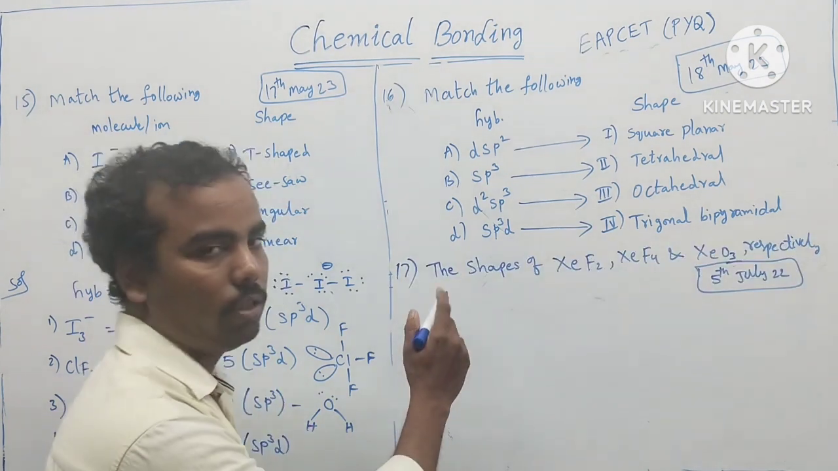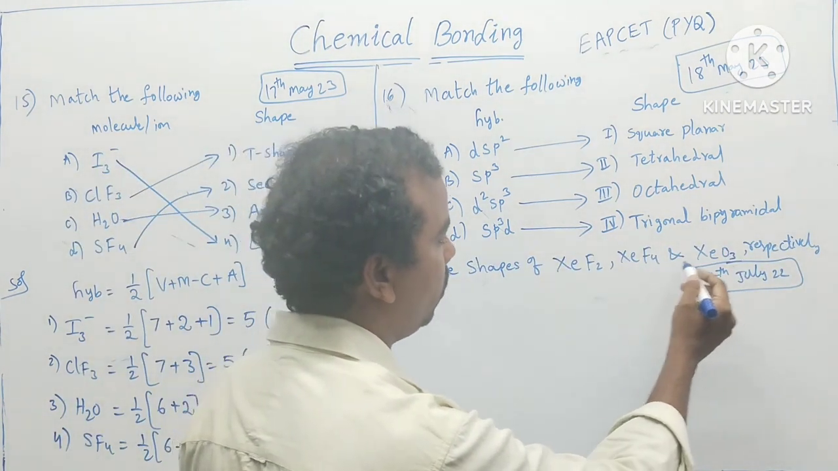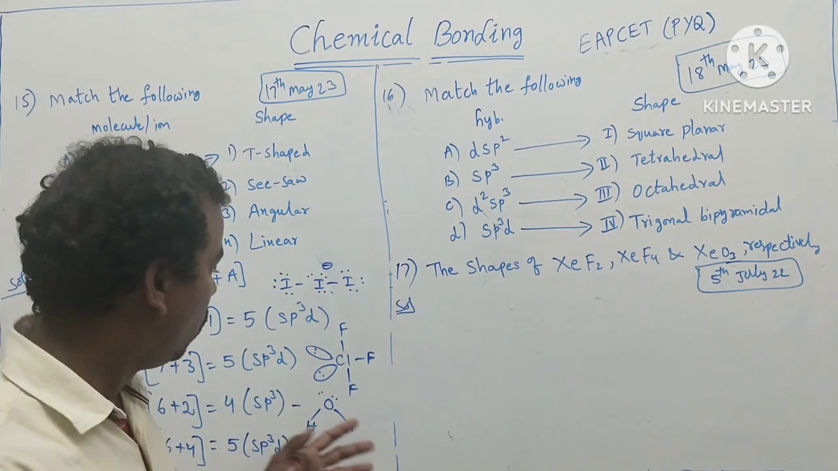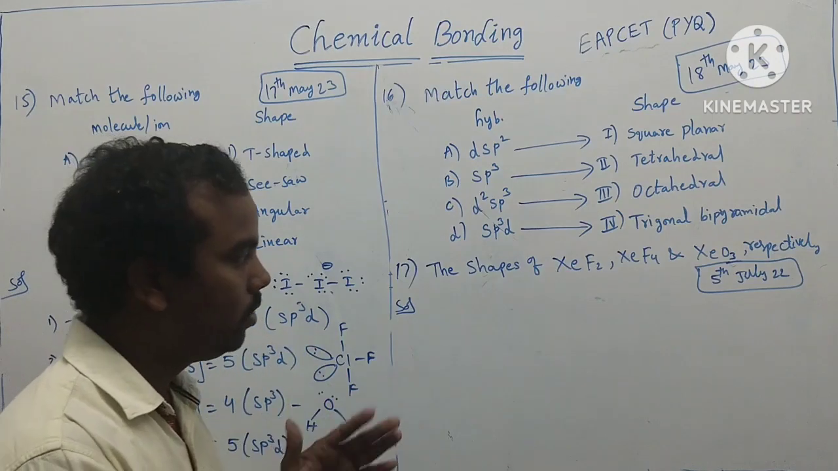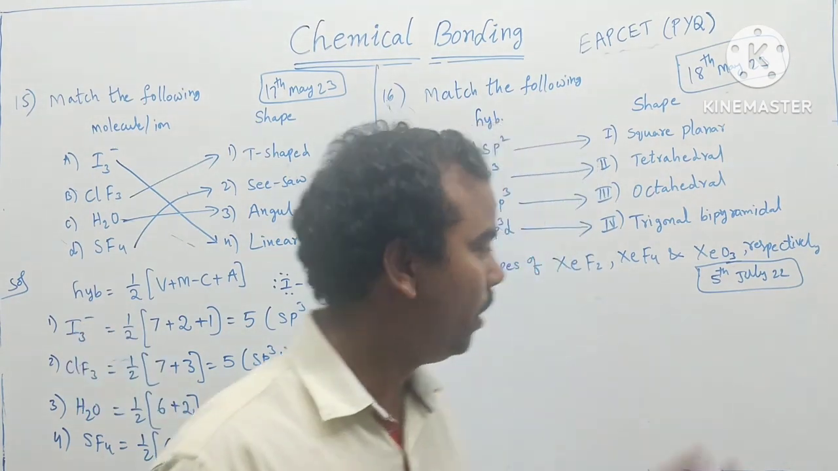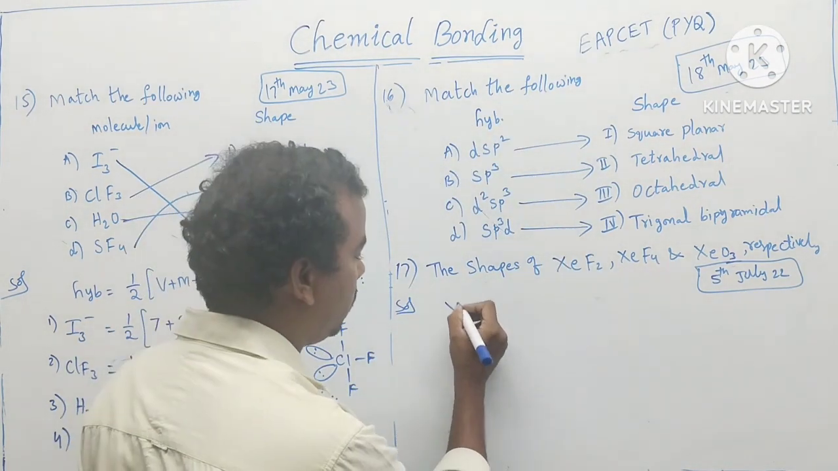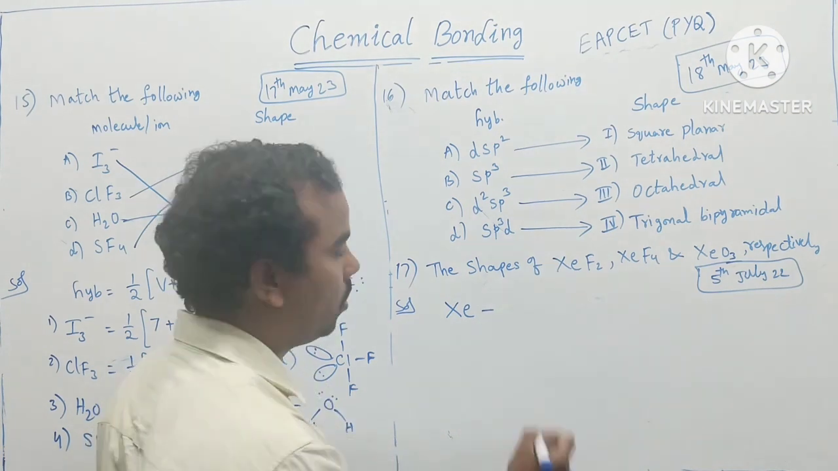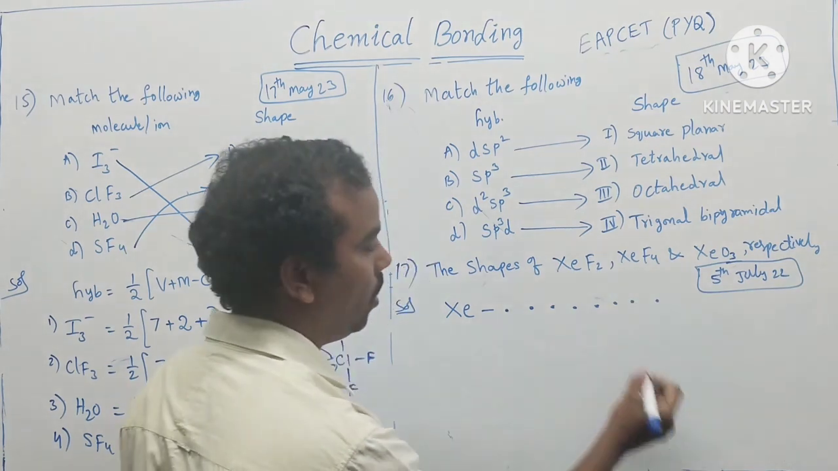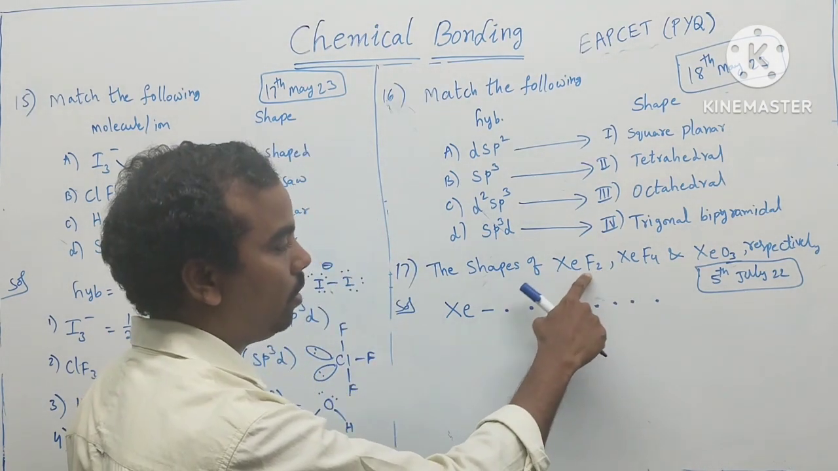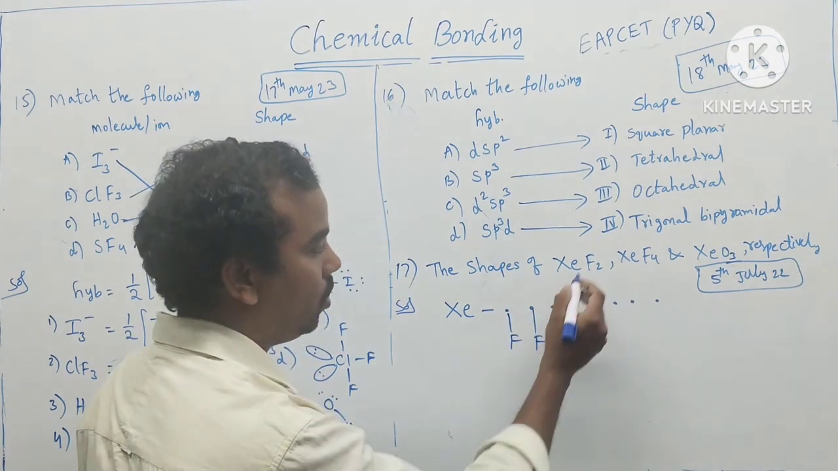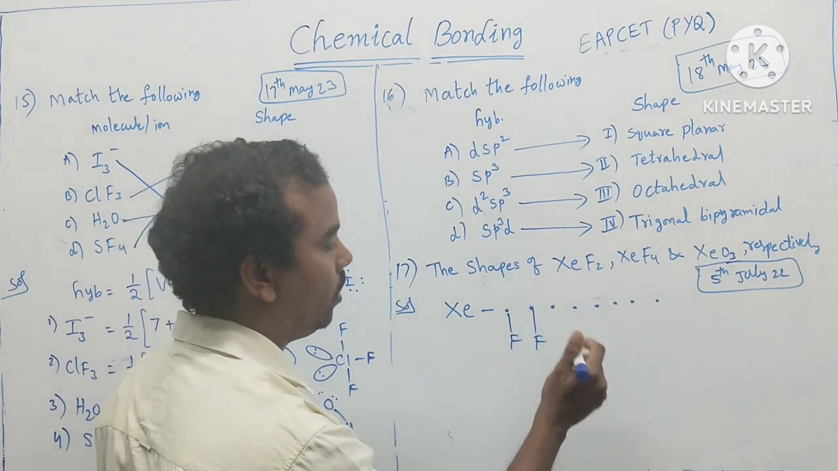So next question. The shapes of XeF2, XeF4 and XeO3 respectively. So no need to calculate the hybridization like this, that is your choice. Based on this formula, you calculate the hybridization of the central atoms, or otherwise. Xe means how many electrons? 8 valence electrons. 1, 2, 3, 4, 5, 6, 7, 8. How many surrounded atoms are there? Fluorine 2. So here one fluorine atom, here one fluorine atom. So two bonds are directly attached to the xenon atom.